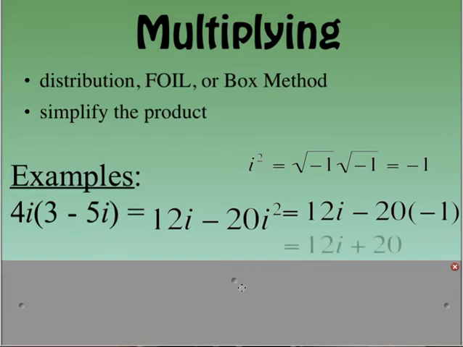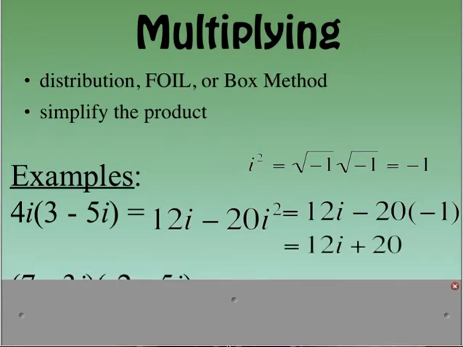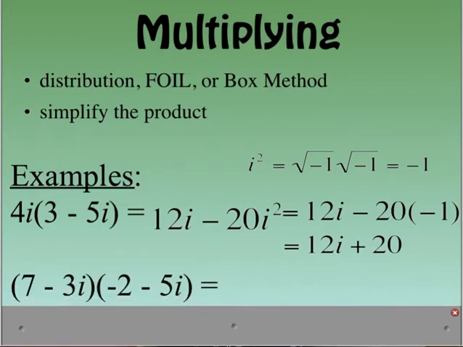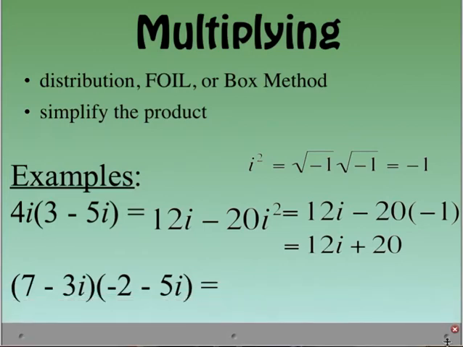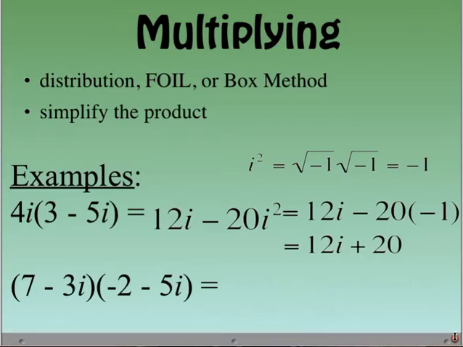The next example I have are two binomials of imaginary or complex numbers. So I have 7 minus 3i times -2 minus 5i. And so what you want to do here is, whichever you prefer, either the FOIL method or using the box method, is to multiply these out. I'm going to just do FOIL.